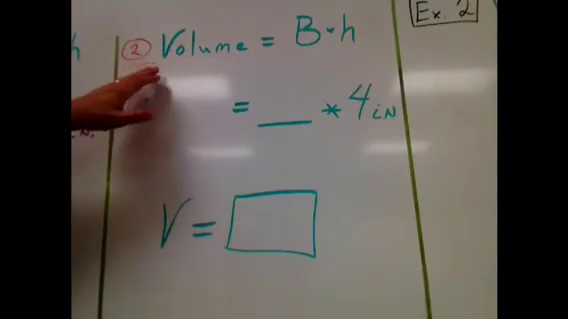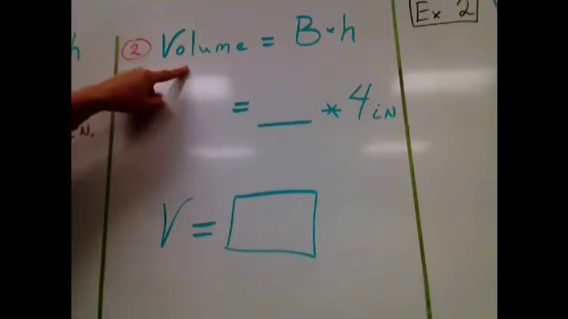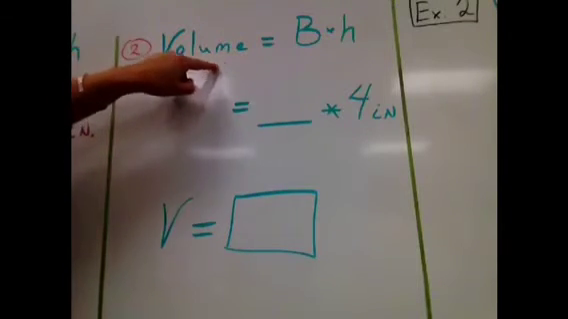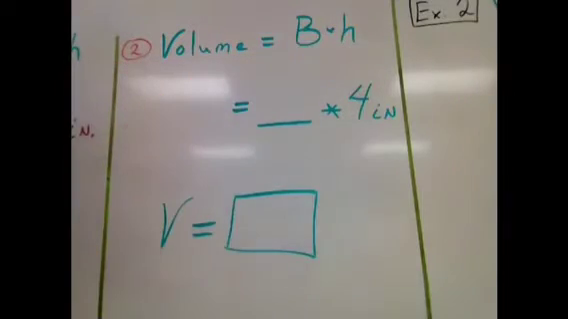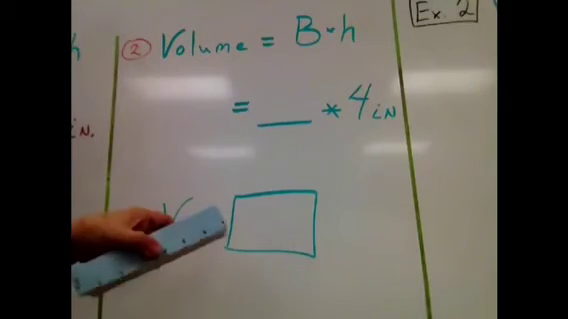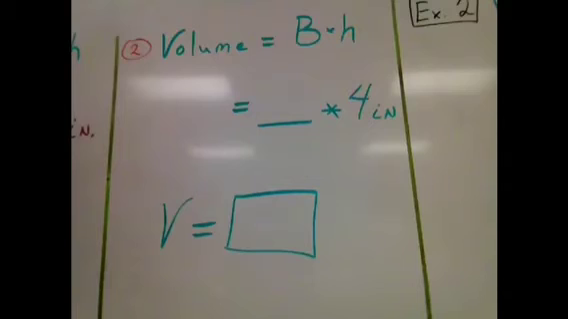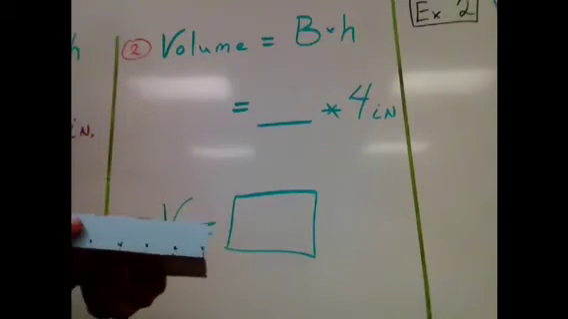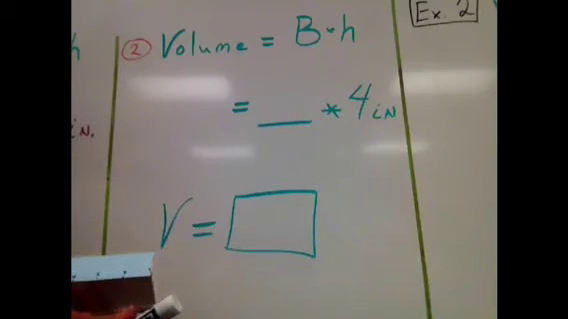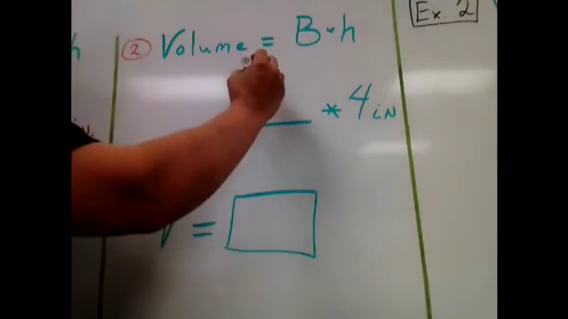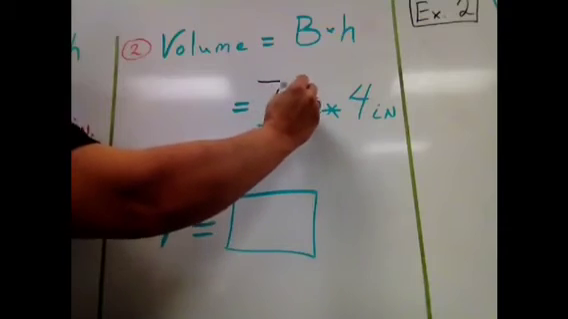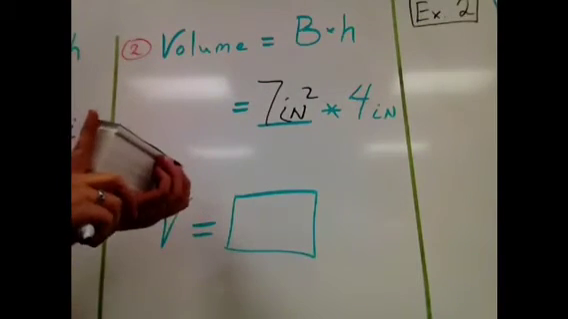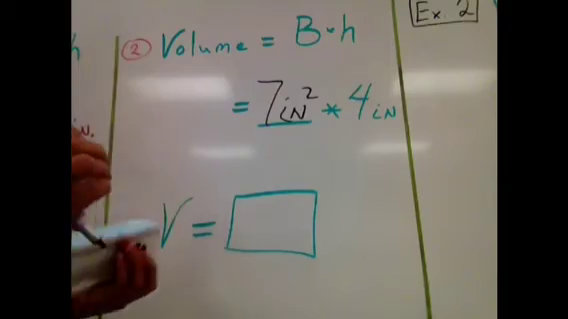Step 2, we're going to use our reference chart again, and we're going to look at volume. And if you notice, volume says base times the height, and that is for rectangular prisms, for cylinders, for triangular prisms, all kinds of things like that. So what we need to find is the area of our base. Remember, this is equal to 7 inches squared. That's what we just did. The height here is 4 inches. So we have 4 inches going up.